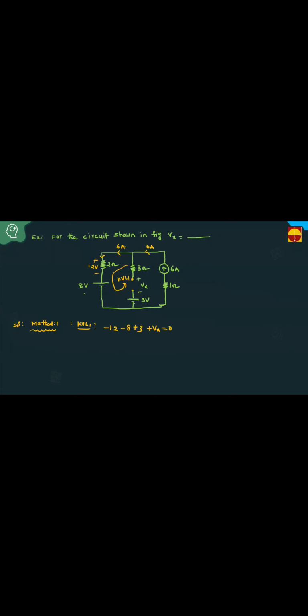There is no current in the 3 ohm resistor because of the open circuit. Current is flowing here. Then from this, minus 20 plus 3 is minus 17. Minus 17 plus Vx equals 0, so Vx equals 17. Vx equals 17. Clear? That is method 1. Now let's solve method 2. To find it by method 2, yes, friends.